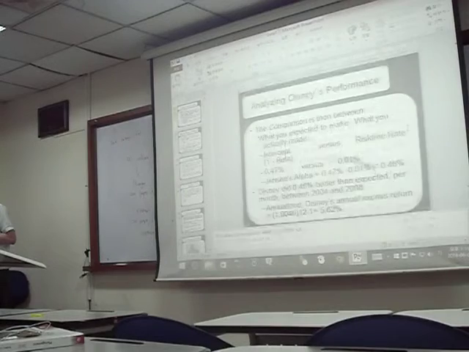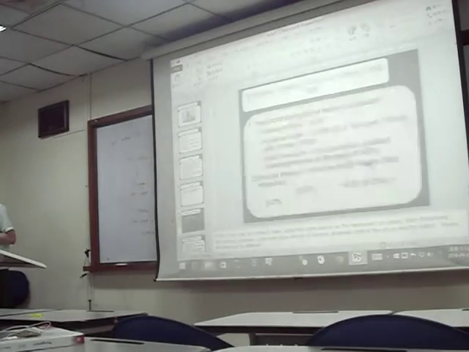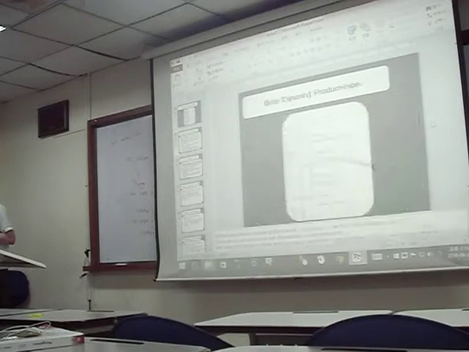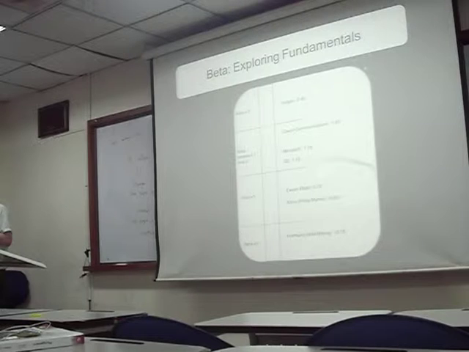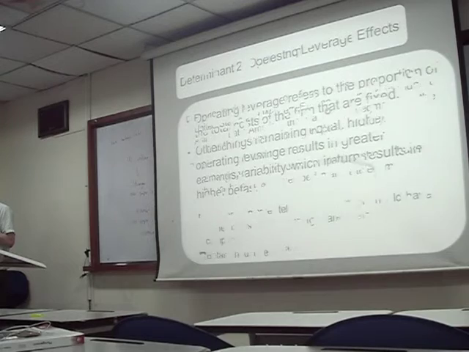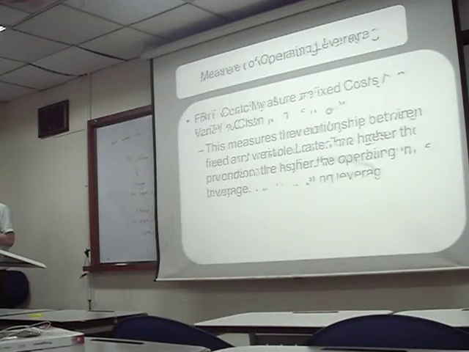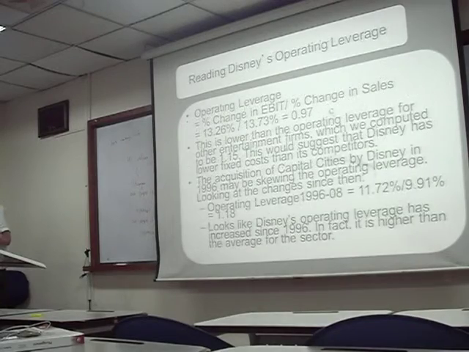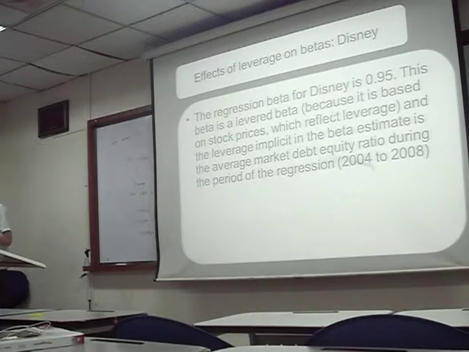Mainly we're talking about the beta, right? So, first of all, you need to find a product type. Did you find a product type? Yes. Okay, we find a product type and we find a beta. Did you find a beta for your product type? How many businesses do you have? Two businesses. Okay, then you need to find a debt to equity ratio. Did you find the debt to equity ratio?